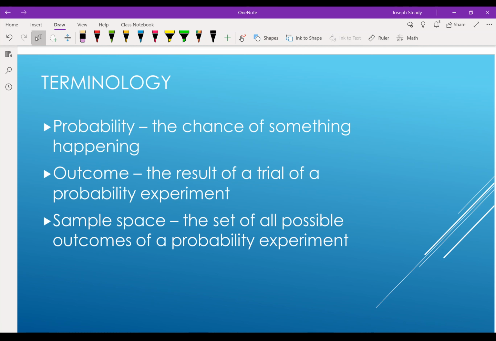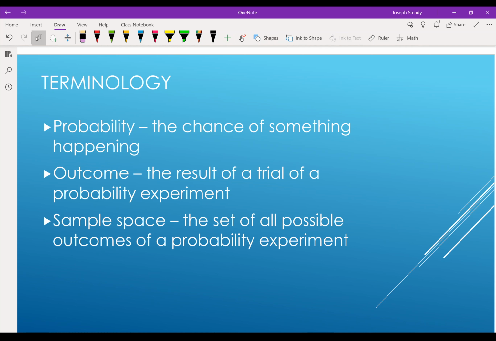Other terminology in this first lesson: outcome. Essentially, when you are doing a probability experiment, something where there are multiple outcomes and it's random which one happens, then the result of one trial, the result of one coin flip, or the result of drawing one card from a deck of cards, is known as an outcome.